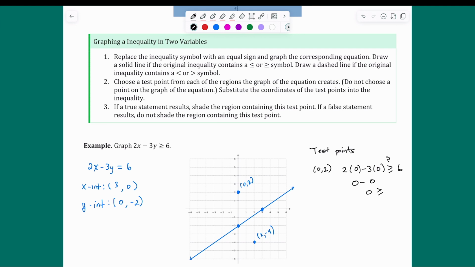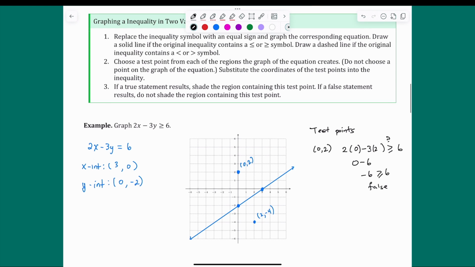And is 0 greater than, I'm sorry, for some reason I plugged 2 in for 0. I should plug 0 in for the x coordinate, but the y coordinate is 2. Okay, so it should be 2 there. So 0 minus 6. And so we get 0 minus 6, which is minus 6. And is minus 6 greater than or equal to 6? And that's definitely false. And so we do not shade the side that point falls on.